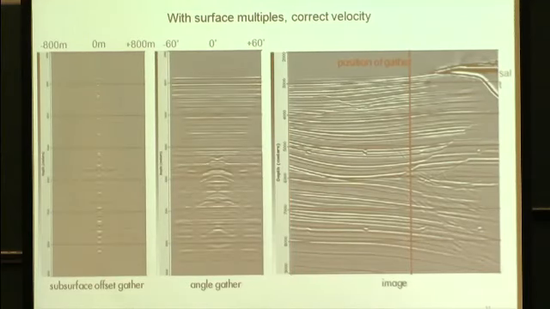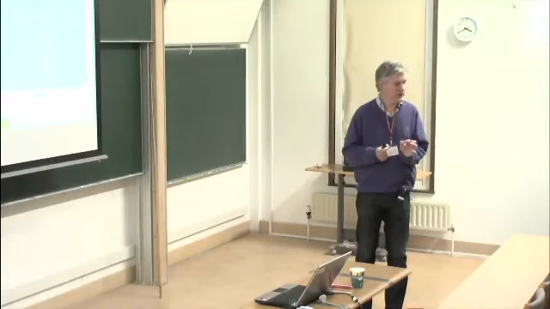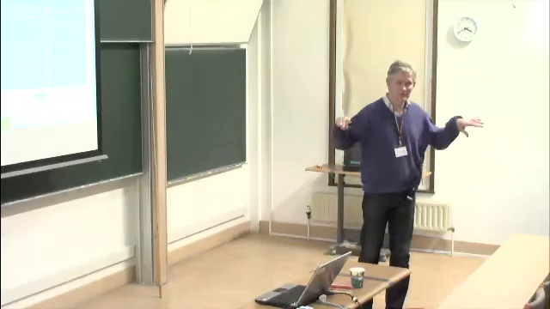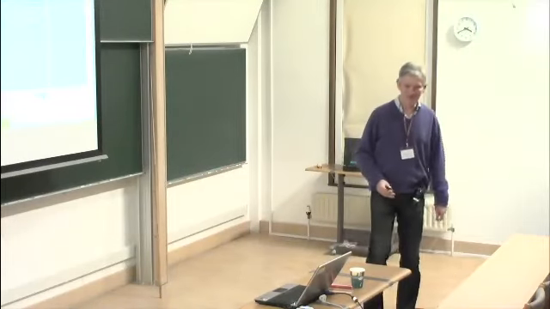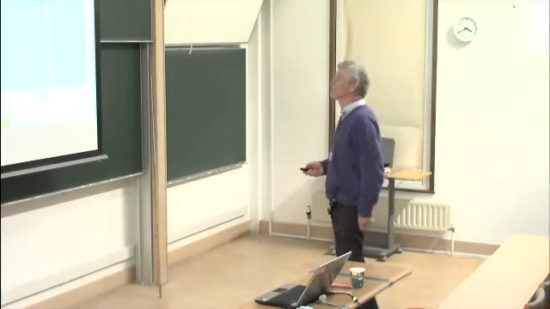A couple of other examples. I've now added surface multiples in this modeling. You see there are some funny things happening in the image. All this stuff here is contamination by the multiples. You also see that you still see the primary reflections focus perfectly at h equals 0, but those multiples don't. And in the angle gathers, you see that they curve like this. They have RMO, residual moveout, curvature.